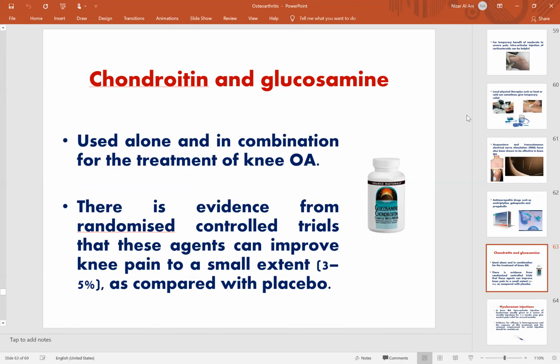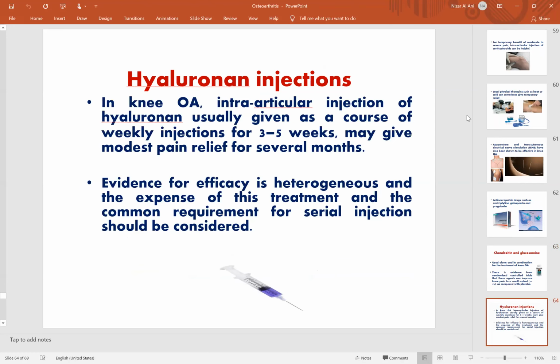What about chondroitin and glucosamine? It is used alone or in combination for treatment of knee OA. There is evidence from randomized controlled trials that these agents can improve knee pain to a small extent, only 3 to 5% as compared with a placebo. So it is not proved to be a disease-modifying drug in treatment of knee osteoarthritis.